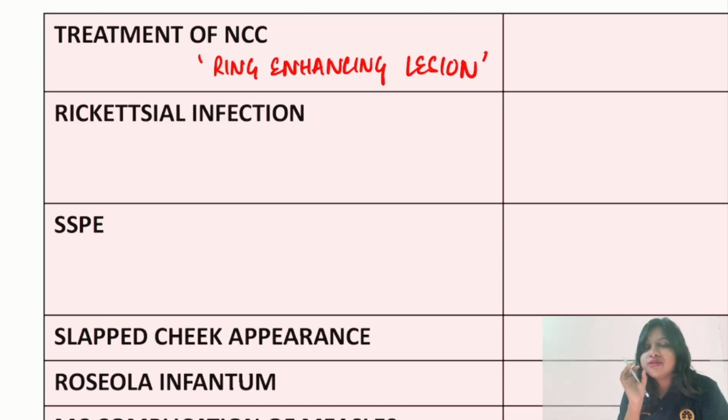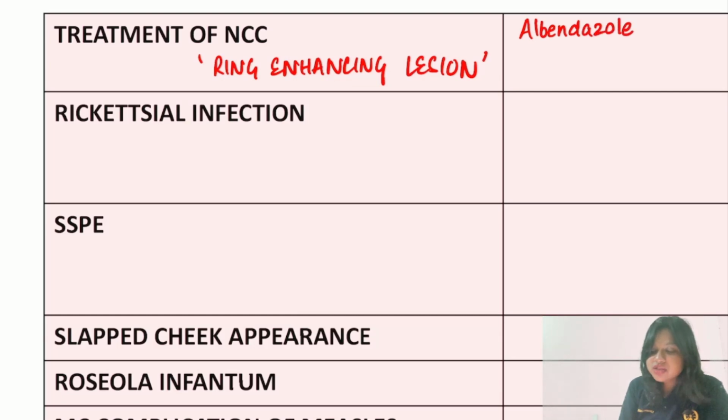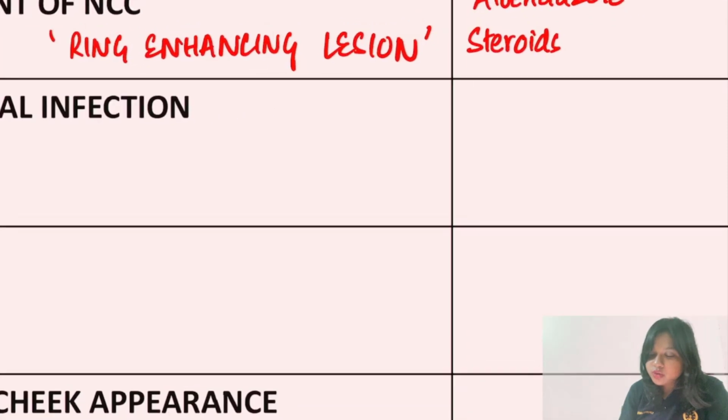So mainly we need to know the treatment of neurocysticercosis. It is a parasitic infection, so we need to give an anti-helminthic, an anti-parasitic agent. That is, we need to give albendazole. But albendazole we need to start from day 3 of the illness. From day 1 of the illness, we need to start with steroids, either prednisolone or dexamethasone, right?